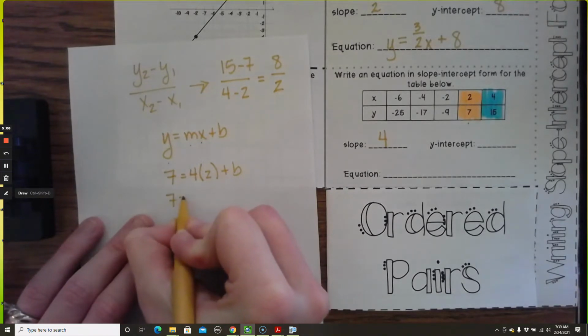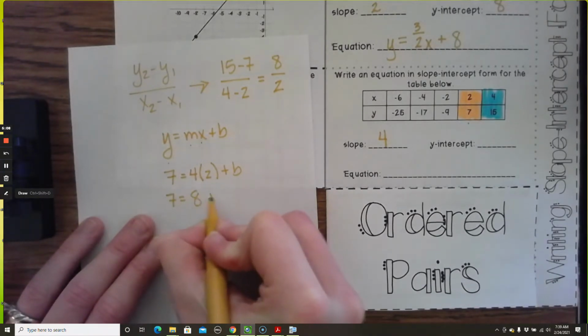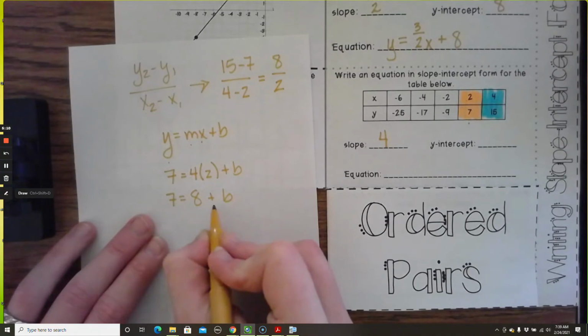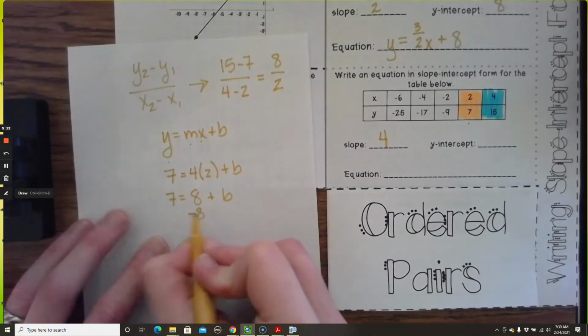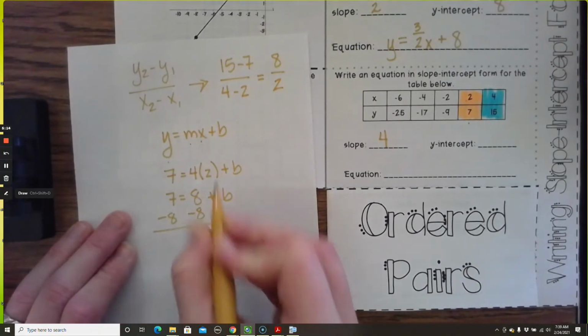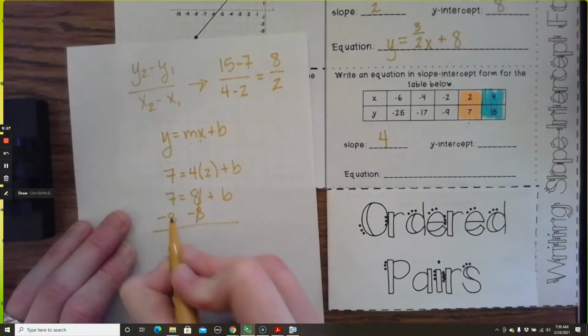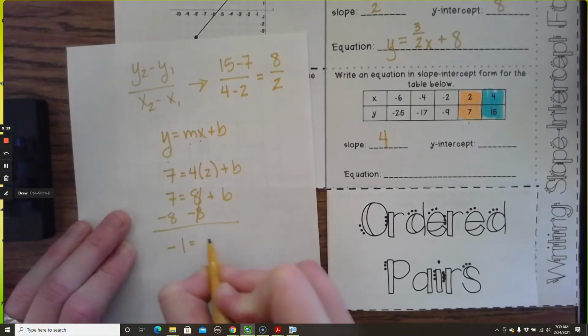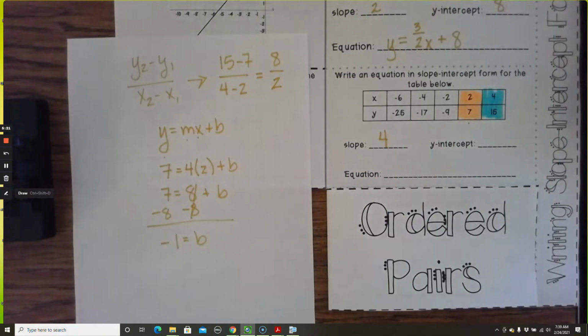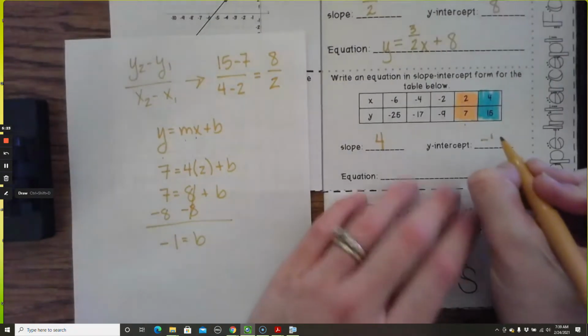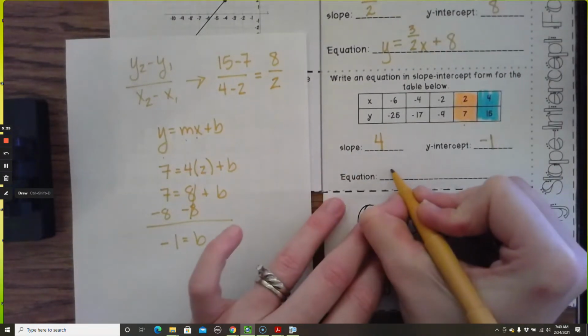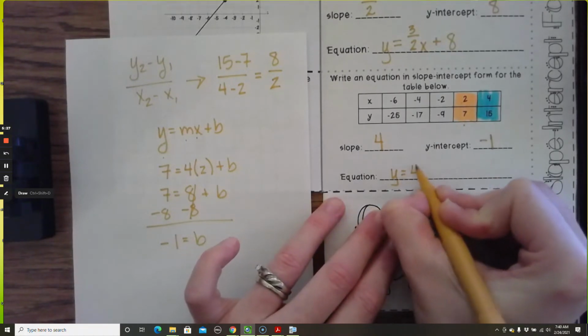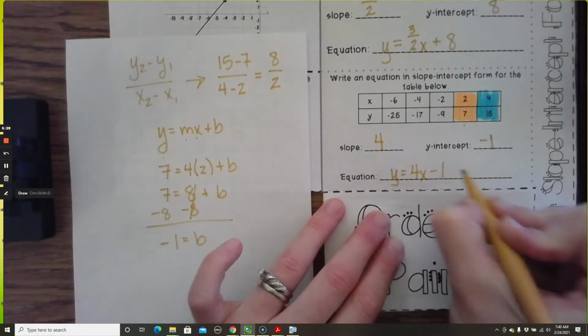So I've got 7 equals 4 times 2, which is 8, plus b. To get b by itself, I would subtract 8 from both sides. This cancels. 7 minus 8 is a -1, and that equals b, my y-intercept. So my equation would be y equals 4x minus 1.